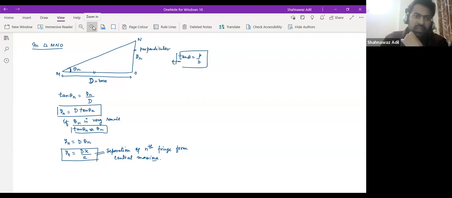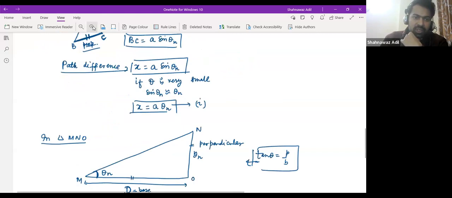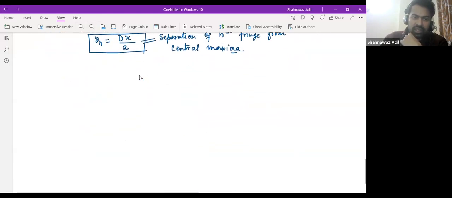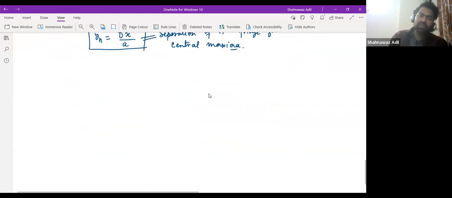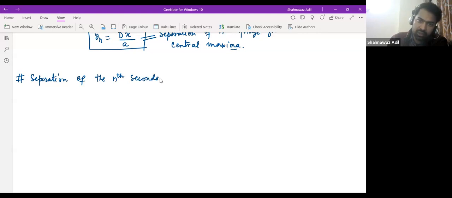Now let us understand, and we will not derive because derivation is not there for this one. So we will directly write the position of the secondary minima and secondary maxima. The first one that we will talk about is the separation of the nth secondary minima.